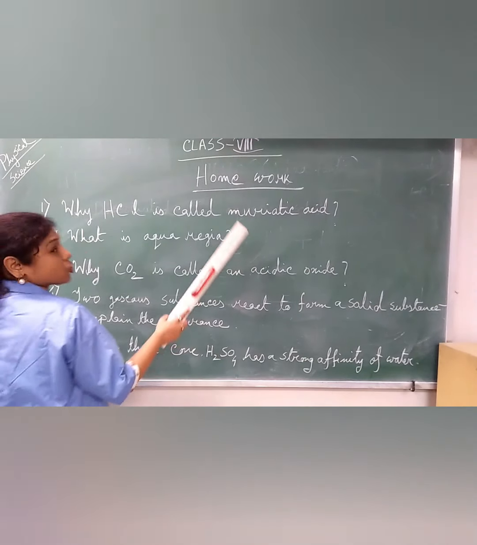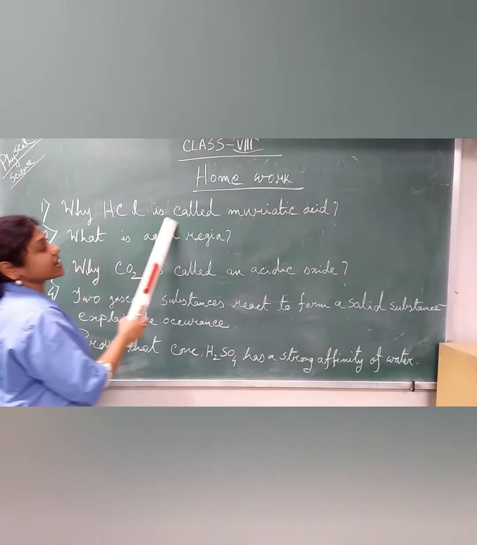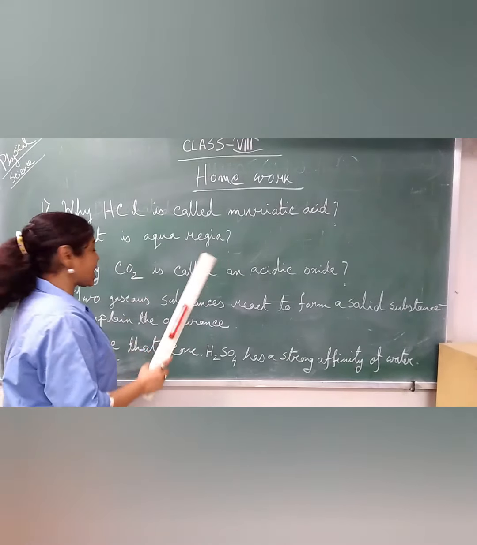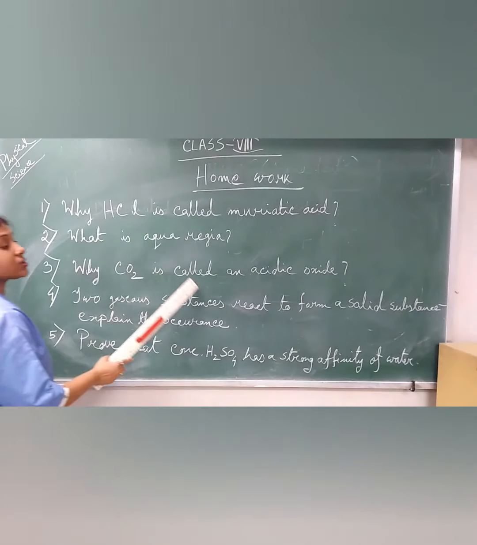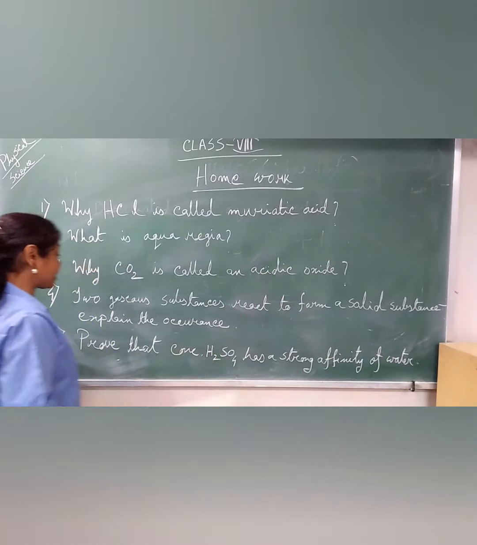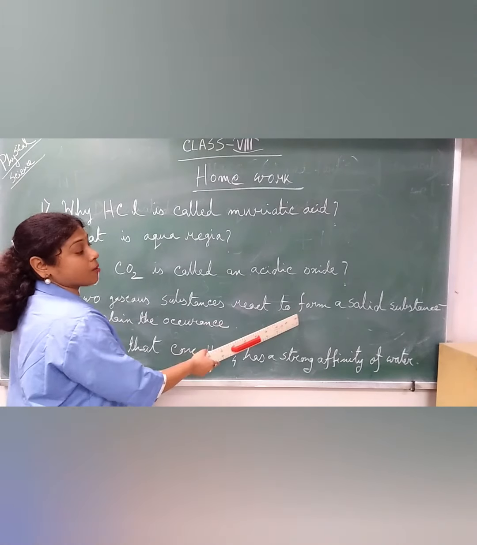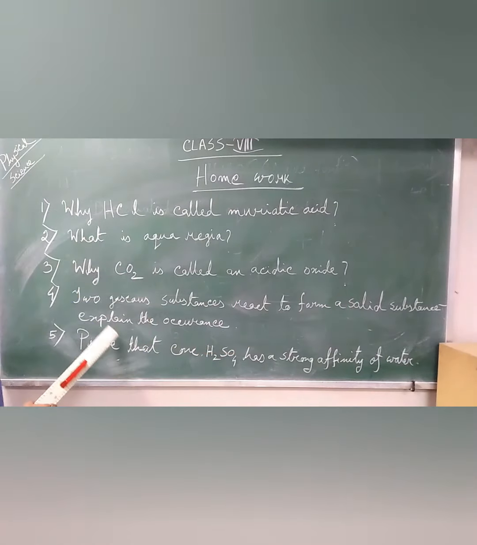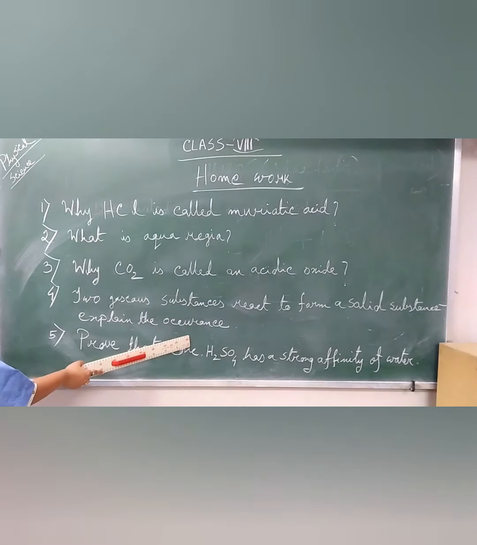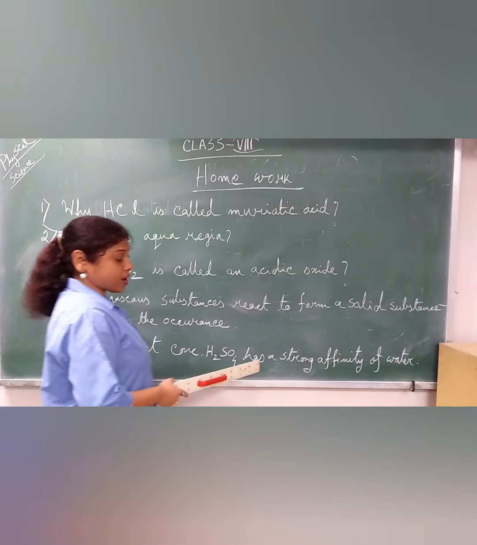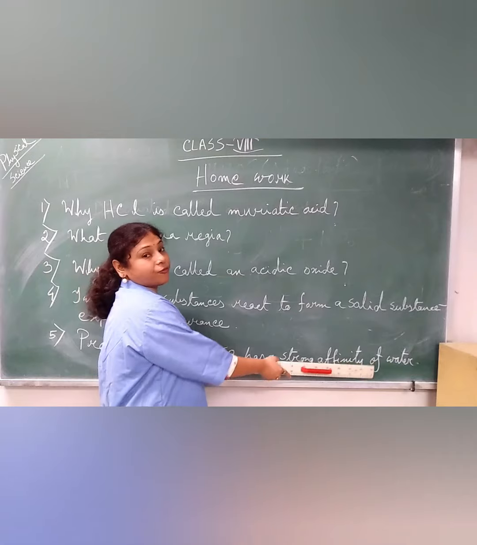Class 8, this is your homework. Why is HCl called muriatic acid? What is aqua regia? Why is CO2 called an acidic oxide? Two gaseous substances react to form a solid substance. Explain the occurrence. That means the reaction, which statement you have to write over here. Prove that concentrated H2SO4 has a strong affinity for water.